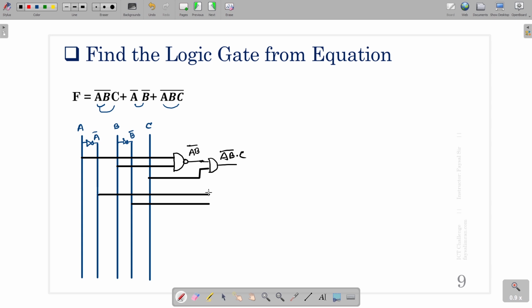Now we have to multiply those values also, so you'll get A bar into B bar. Now ABC whole bar, in this case we have to multiply those three values, so A, B and C.